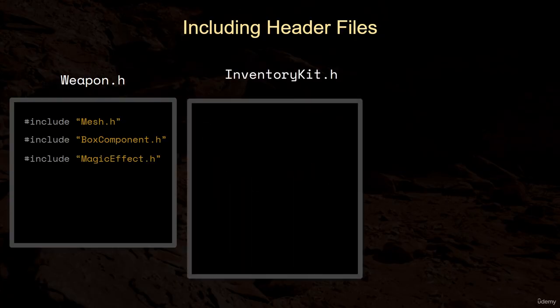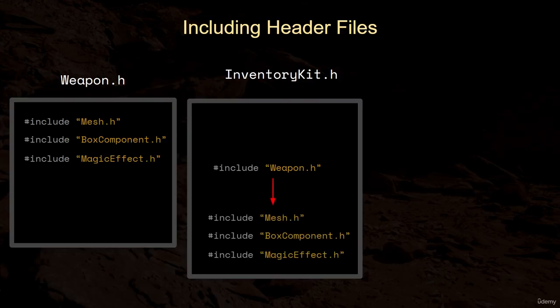But then let's say we create a new class called inventory kit. And in inventory kit, we might need to use the weapon class. We may have weapon variables, right? So we may include weapon.h here. But because we're including weapon.h, the preprocessor is going to paste all the code in weapon.h, and it's going to see that weapon.h includes header files of its own. So it's going to go find those header files and paste their code in here as well.